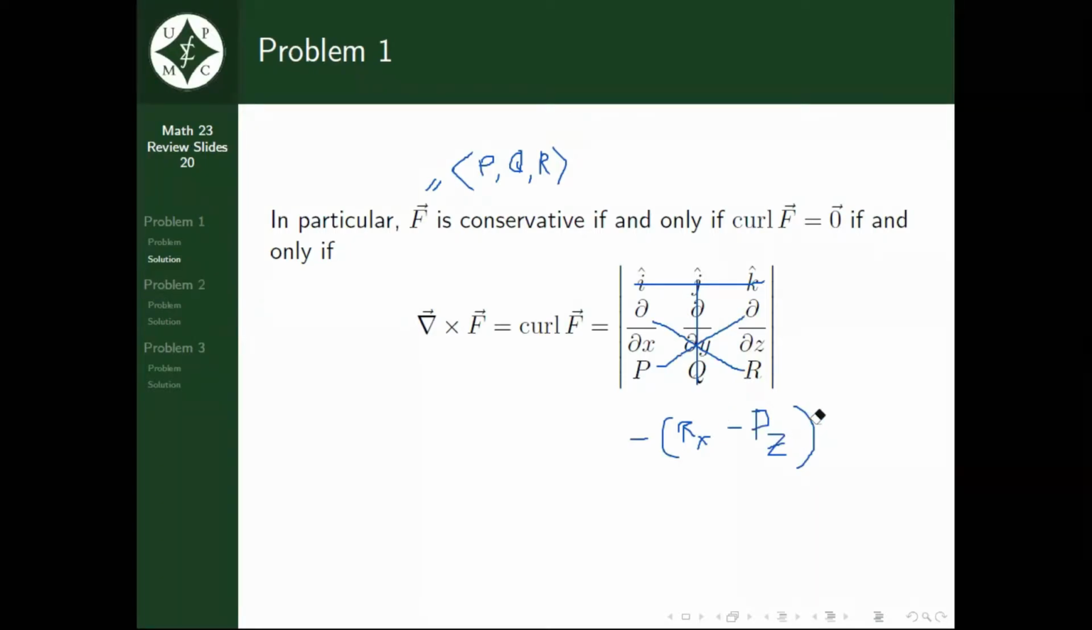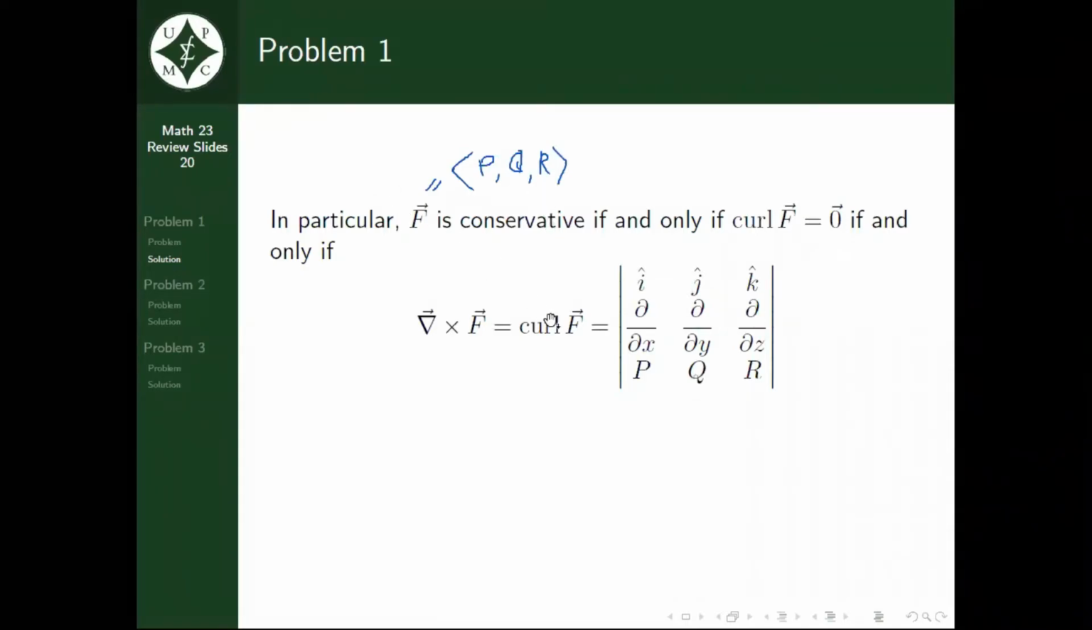Anyway, this only applies to the second component of our curl. Now, for the third component, okay, partial derivative of Q with respect to x, minus partial derivative of P with respect to y. Okay? Qx minus Py. Now, if you're familiar with linear algebra, this is just a cofactor expansion along the first row. Okay? So after that, we obtain this.